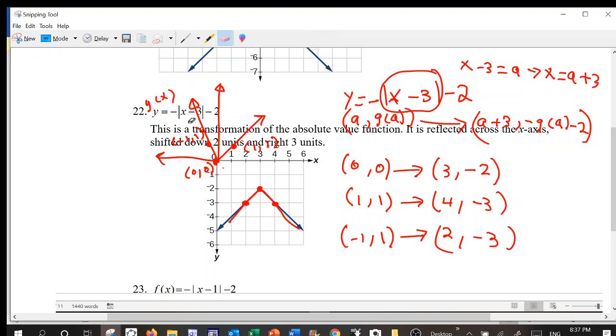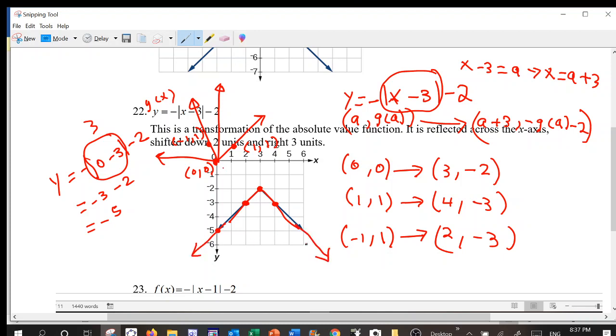And what is the y-intercept of this? The y-intercept is when x equals 0. So y equals negative 0 minus 3 minus 2. So that's negative 3 minus 2, because the absolute value of this whole thing would be 3, and this is a negative here. Negative 3 minus 2 is negative 5. So the y-intercept is negative 5. So that's what it looks like, right?